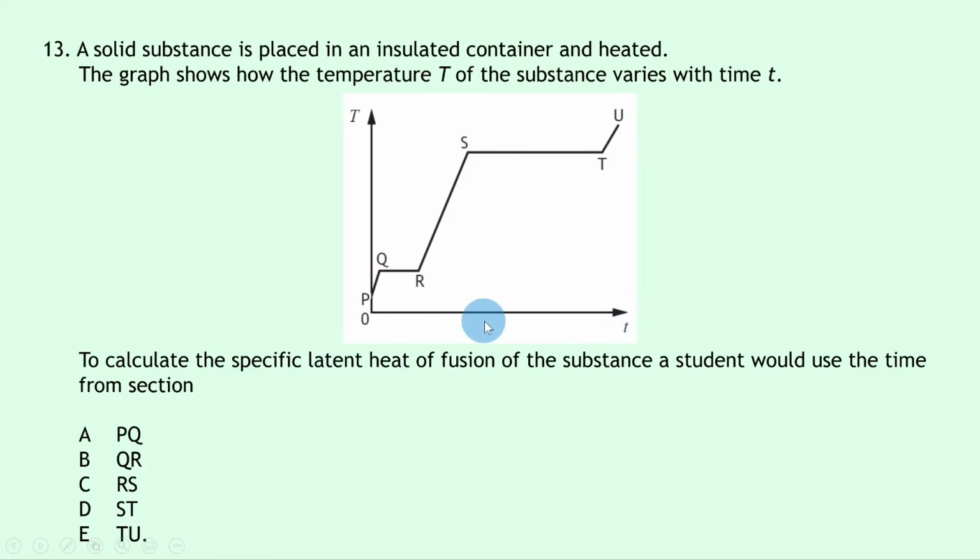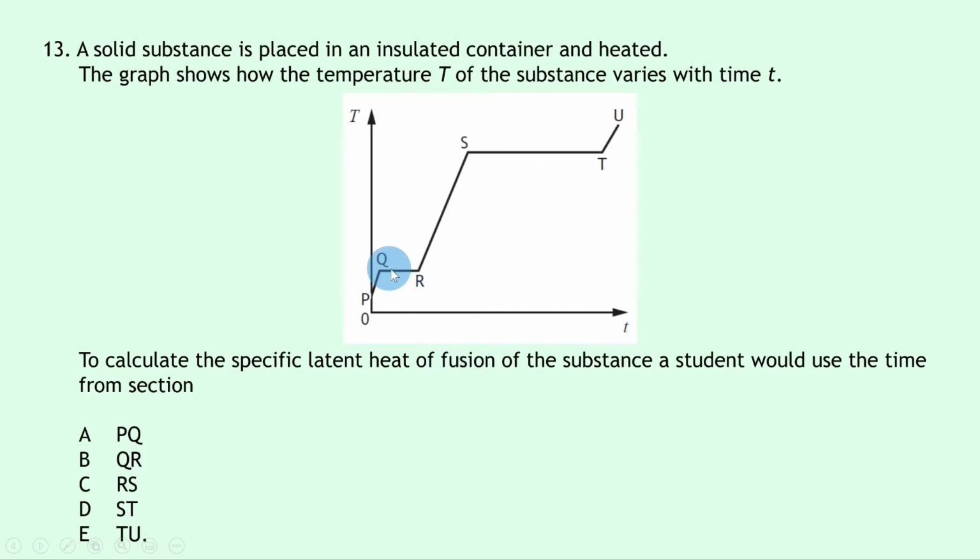from section. And to do this, we need to think about what fusion actually is. Remember, fusion is just a fancy word for melting. So because we're starting off at P with a solid substance, then as heat is applied to it and it gains temperature, at point Q it's going to start melting, and then it's going to finish melting at point R, at which point that solid substance is going to be completely turned into a liquid.